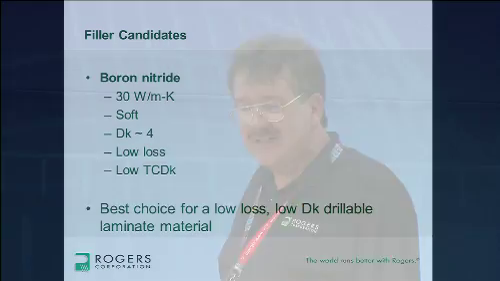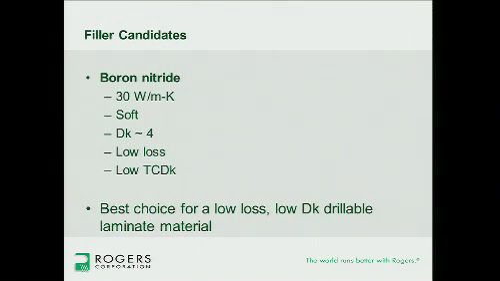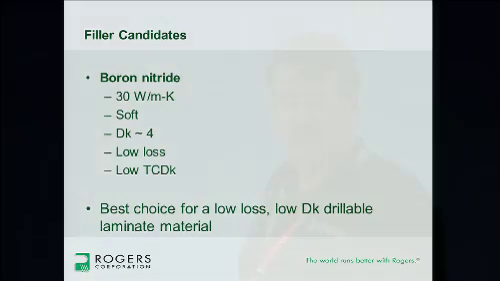Our favorite is boron nitride, which has a high thermal conductivity of about 30 watts per meter K. It's soft, low loss, relatively low dielectric constant, and has a very good temperature coefficient of dielectric constant. And we think it's the best choice for a low loss, low Df, drillable laminate material.